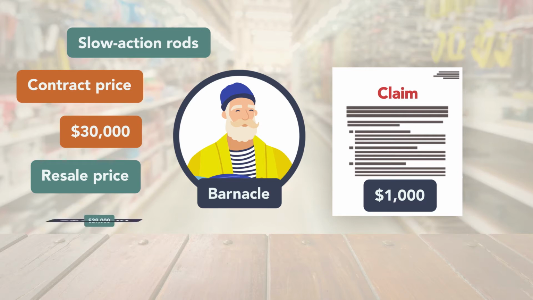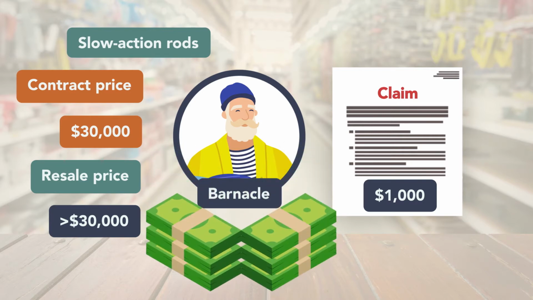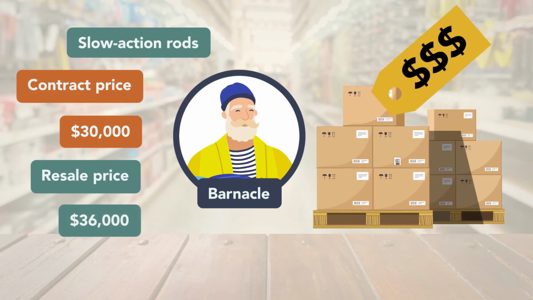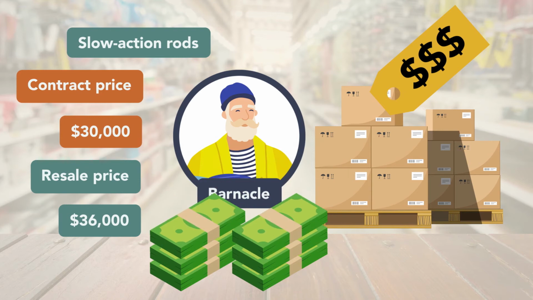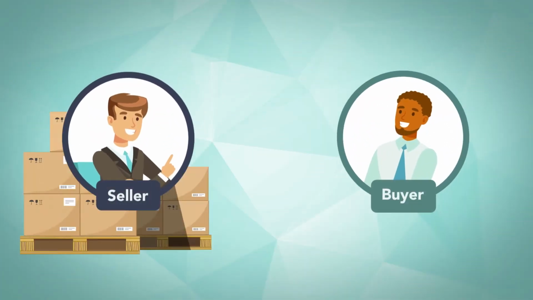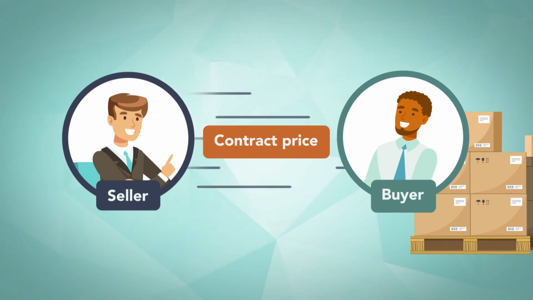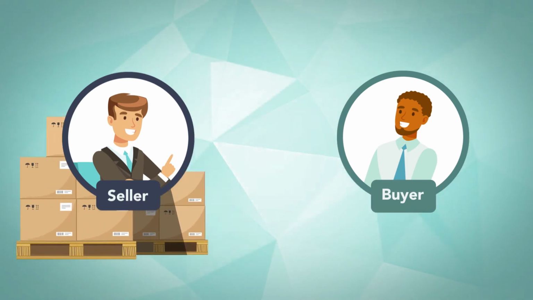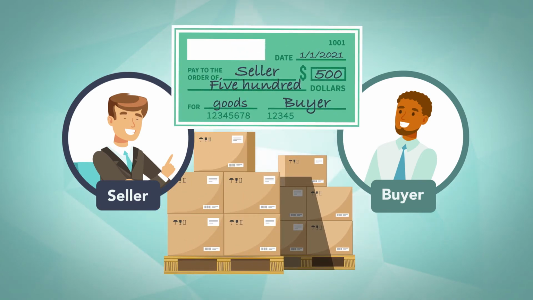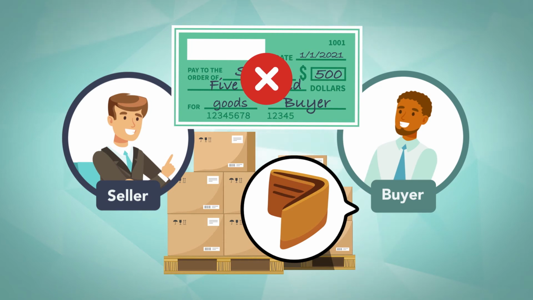Note that if Barnacle resells at a higher price than the contract price, then Barnacle retains the excess. So if the retail price was $36,000 when sold to another buyer later on, Barnacle retains the additional profit. If the seller has delivered the goods, then the seller can seek to recover the full contract price. If the buyer has yet to accept the goods, then the seller can try to retrieve them. The seller could also try to reclaim the goods if the buyer's check was dishonored or if the buyer is insolvent, as in the case of a credit sale.